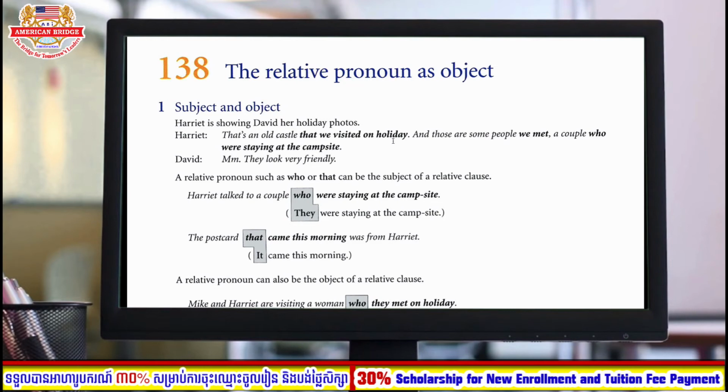So there are different ways that they use the relative pronoun. A relative pronoun such as who or that can be the subject of a relative clause, which we have covered so far, right? So Harry talked to a couple who were staying at the campsite. So they were staying at the campsite. So this clause refers to the subject of the sentence.